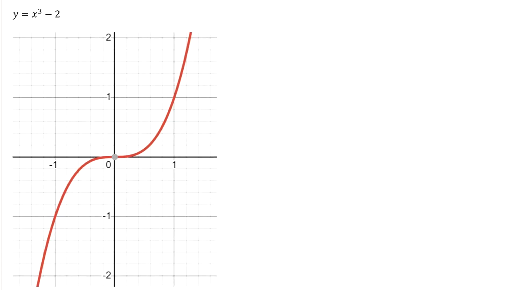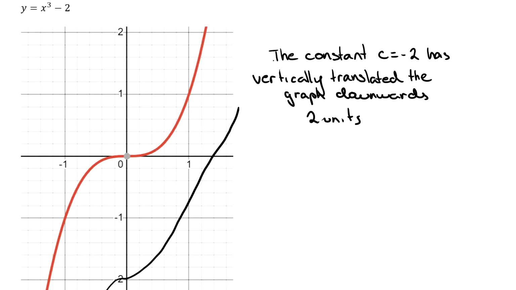Y equals x cubed is seen on the screen. We need to describe the effect y equals x cubed minus 2 has on the graph. Minus 2 means the graph has been shifted downwards 2 positions. A description of the effect can be seen on the right. The constant c equals minus 2 has vertically translated the graph downwards 2 units.